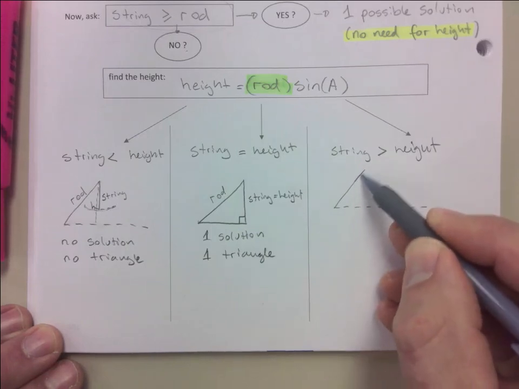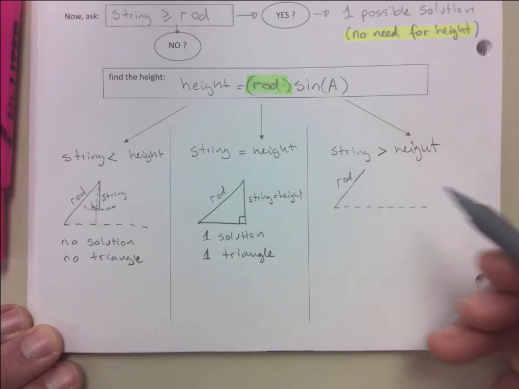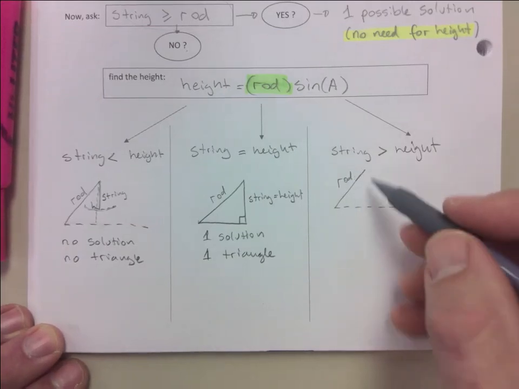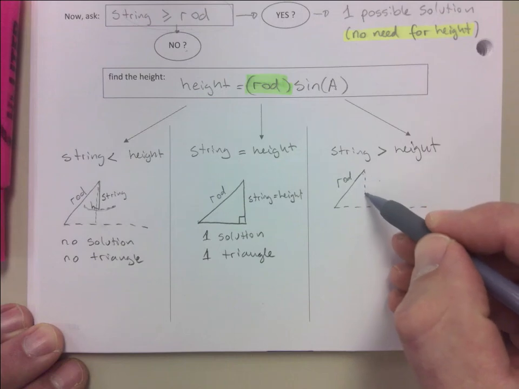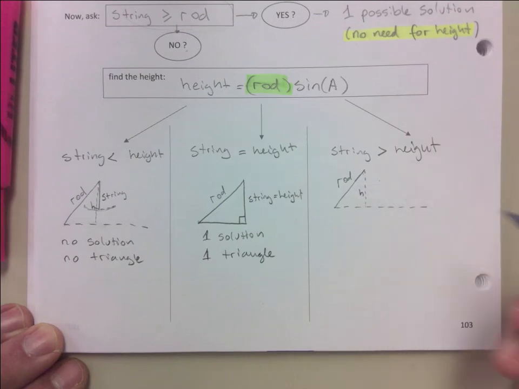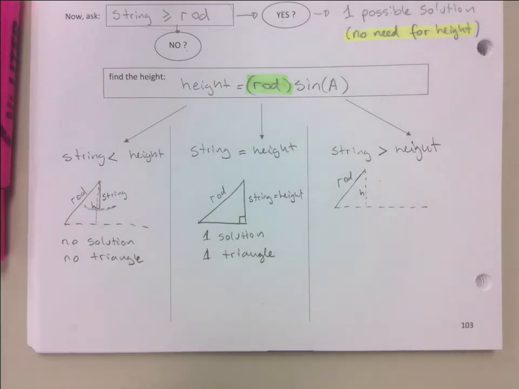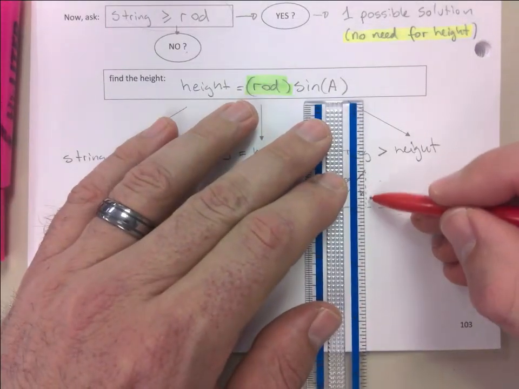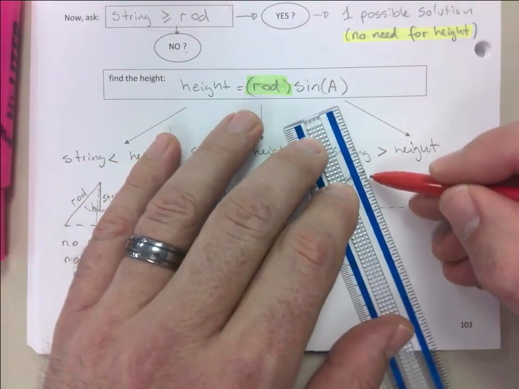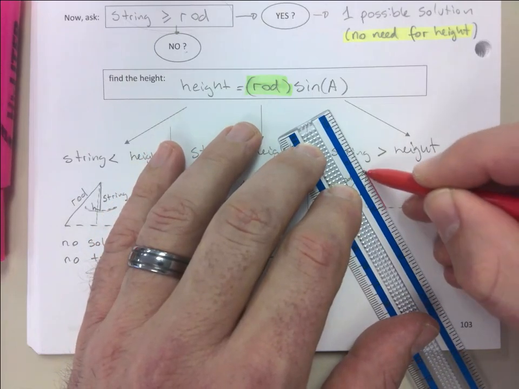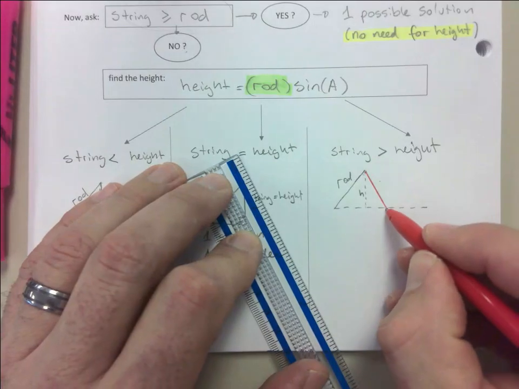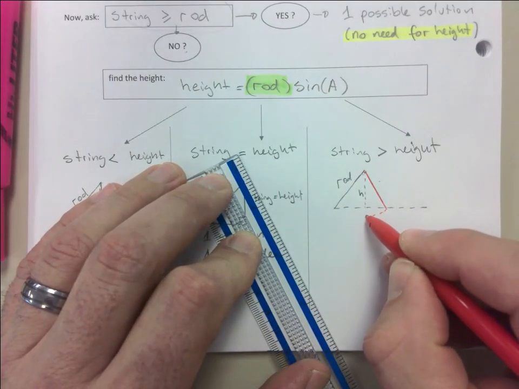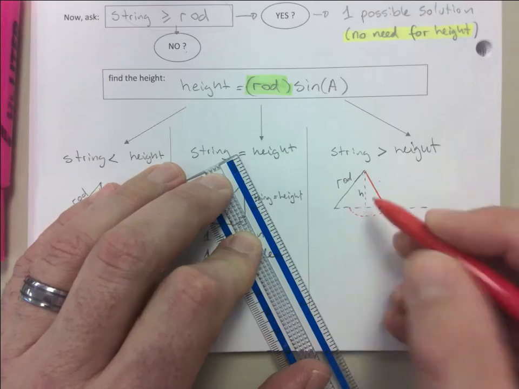draw this first. You have your rod. This is the height, h. And I'm going to use a different color for this string. In this case, your string is longer than the height, so it will swing up like this and make contact with the ground there. And it will also swing and make contact with the ground there.